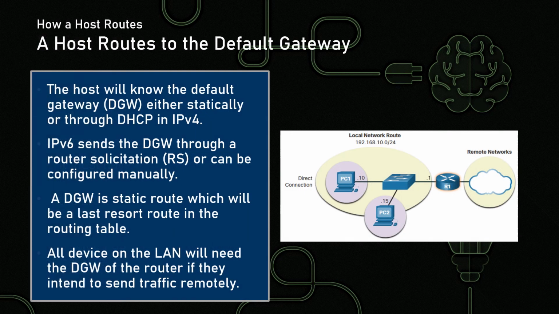The host will know the default gateway either statically or through DHCP. IPv6 sends the default gateway a message through what's called either router solicitation or manual configuration. Router solicitation is part of DHCPv6. A default gateway is a static route which will be the last resort route in a routing table. So if all else fails, it goes to the default gateway. All devices on the LAN will need the default gateway of the router if they intend to send traffic remotely. So we have to establish that, again, very early on.